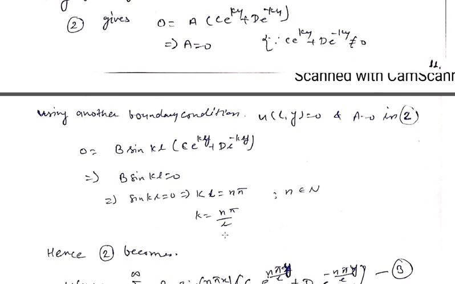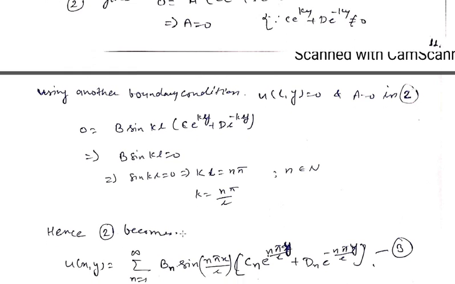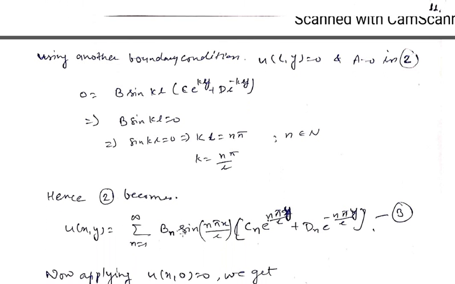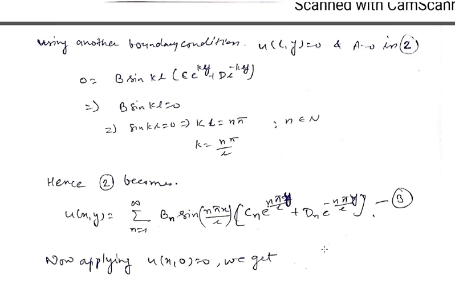Now we put the values of a and k in equation 2. After that, equation 2 becomes u(x, y) = Σ from n = 1 to infinity of b_n sin(nπx/l) (c_n e^(nπy/l) + d_n e^(-nπy/l)). So this is equation number 3.